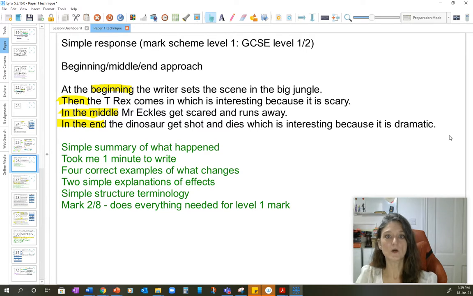But hey, do you know what? It shows that I can understand the whole story. It shows that I know it's got a beginning, a middle, and an end, and things change. So it's showing a really simple awareness of structure, and even having a couple of goes at explaining why the structure is effective for the reader.